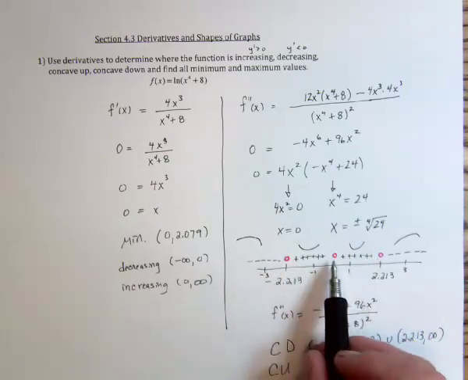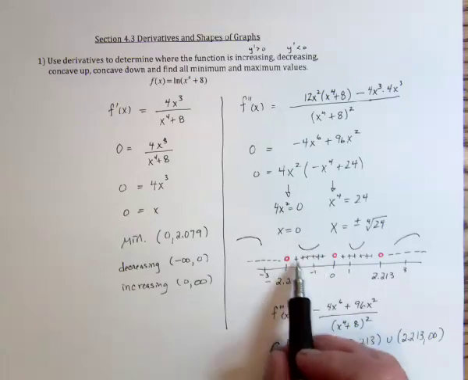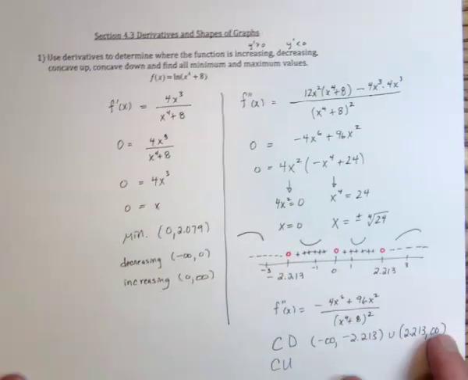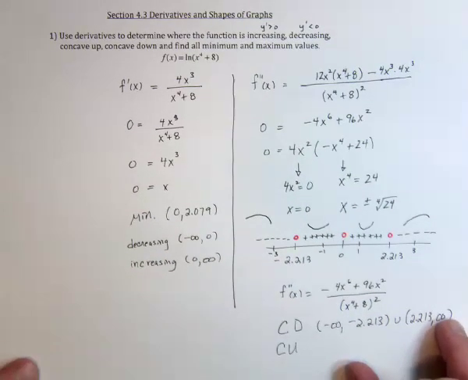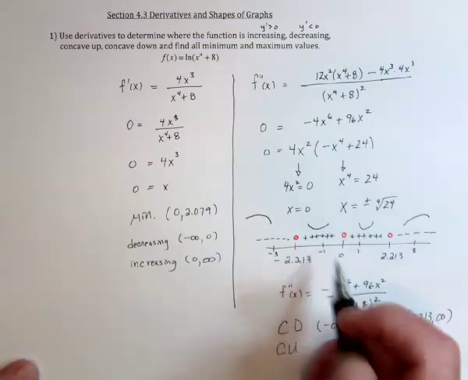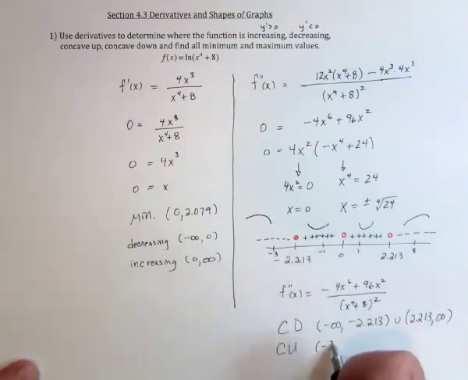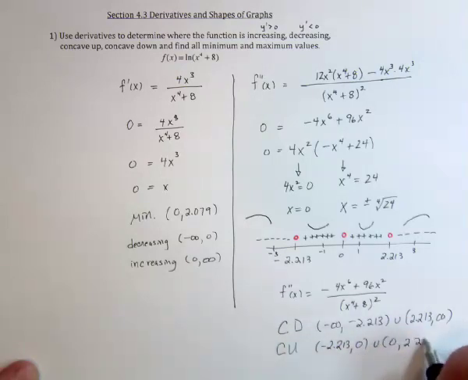Although technically we got a derivative equal to 0 there, which is neither concave up or concave down. So we have to write these separately and throw out the 0. So just as it is in here, so from negative 2.213 to 0, but don't include the 0. And there's everything: increasing, decreasing. We found a minimum and concave up and concave down.